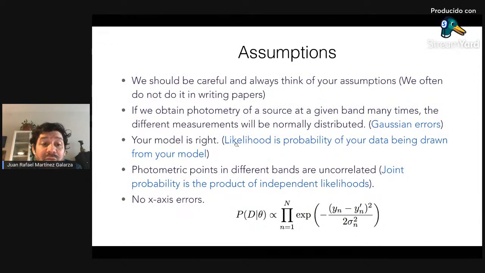You're also assuming that your model is right. In the likelihood, you're assuming that the data points were actually drawn from a particular model, and that's not necessarily the case. And because when you build the likelihood you construct it as the product of the likelihood for each individual object, you're assuming, remember statistical independence, that each of those points are uncorrelated to each other, and that's not always the case.